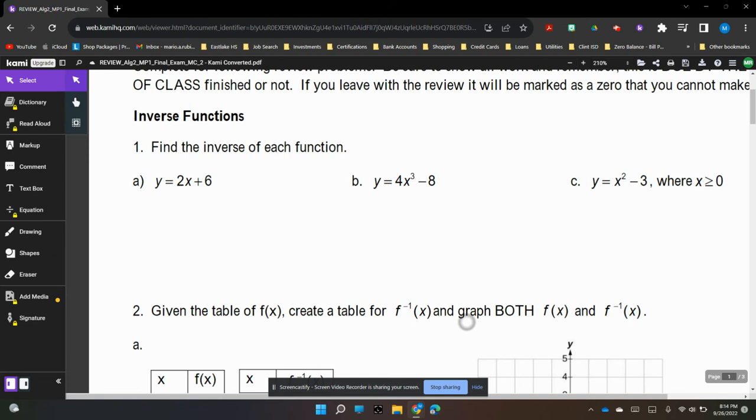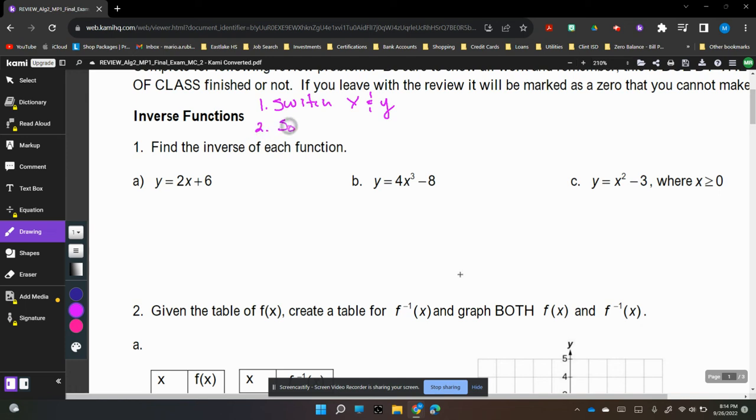First, let's find the inverse. We went over this in class today. I said when you find the inverse, the first step is you need to switch the x and y. Then the second step is you solve for y. So what does that look like in an example problem? Let's take a look at 1a.